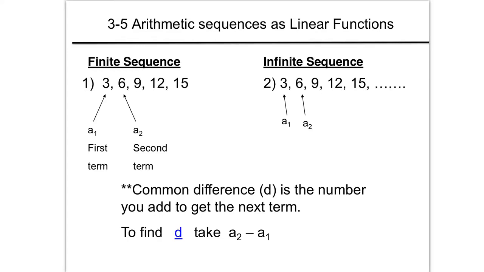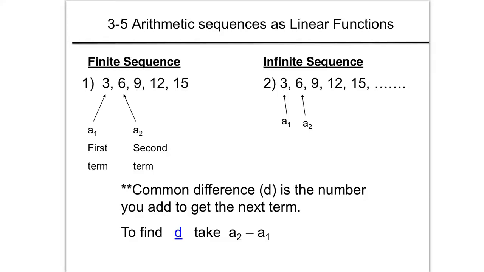Sometimes when you subtract, we get a negative number. So you might have a difference of -2. So that means that you're adding a -2, or you can say you're subtracting a 2. Now, it also works if you take any term and subtract the previous term, that's going to give you guys the common difference.